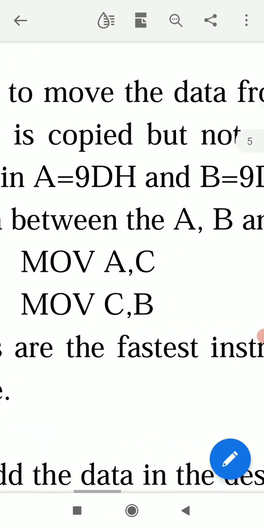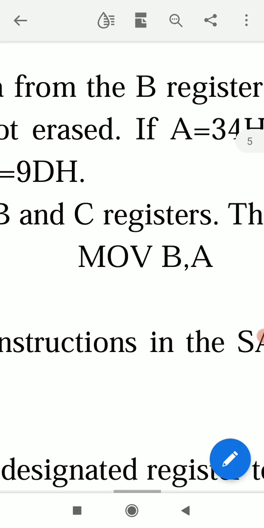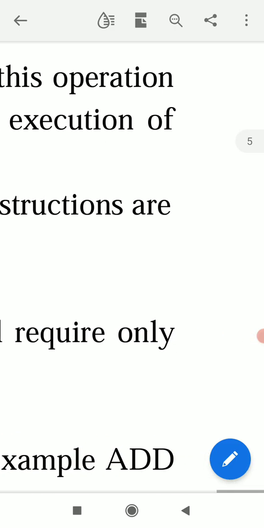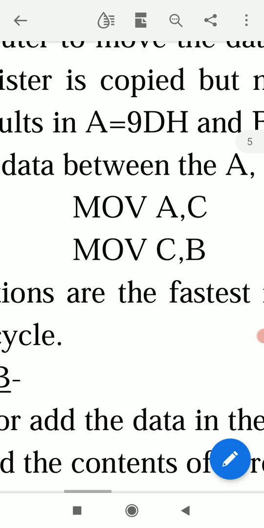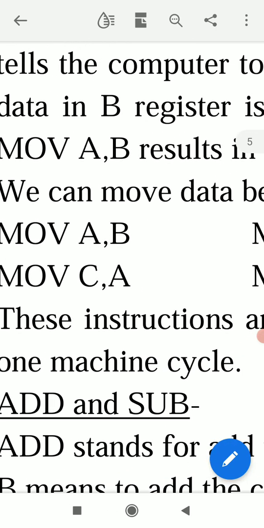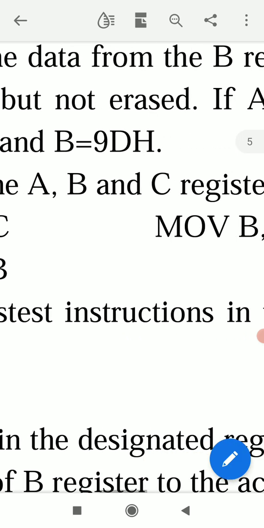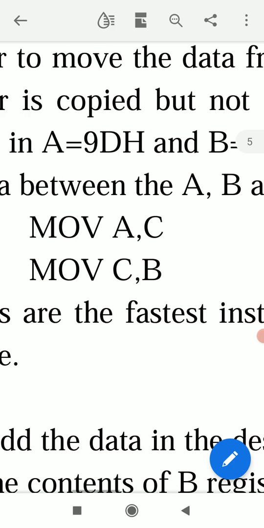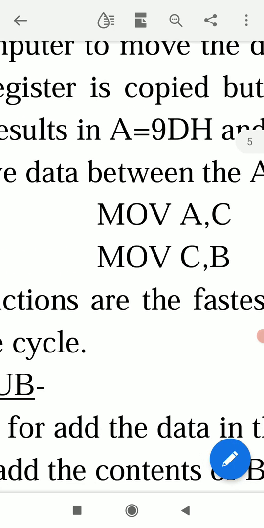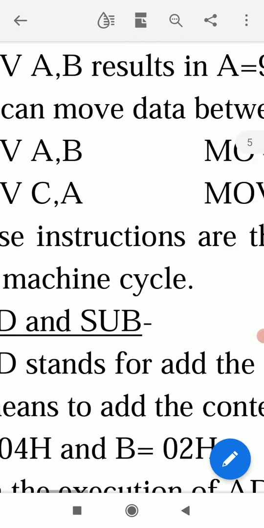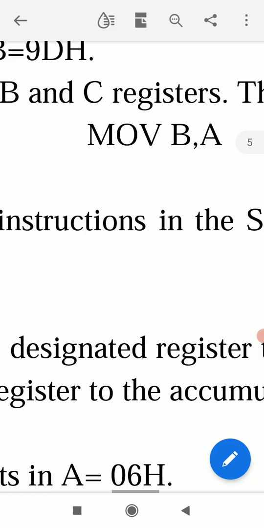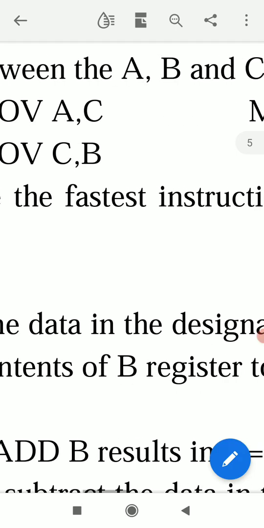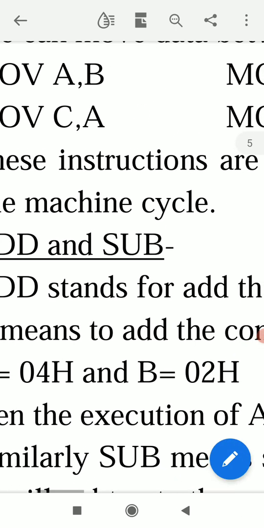We can move data between the A, B and C registers. The formats for all move instructions are MOV A, B, MOV A, C, MOV B, A, MOV B, C, MOV C, B. These instructions are the fastest instructions in the SAP2 instruction set and require only one machine cycle.